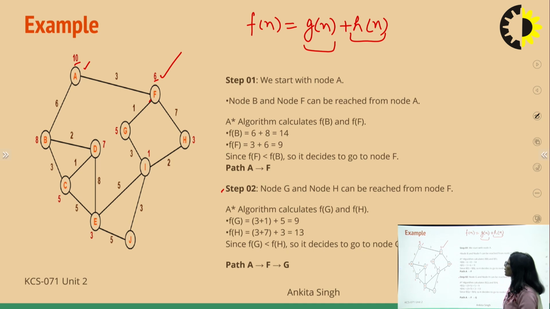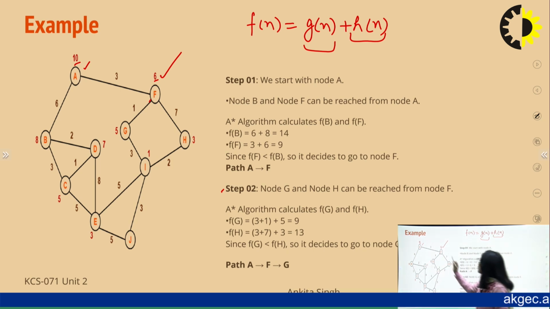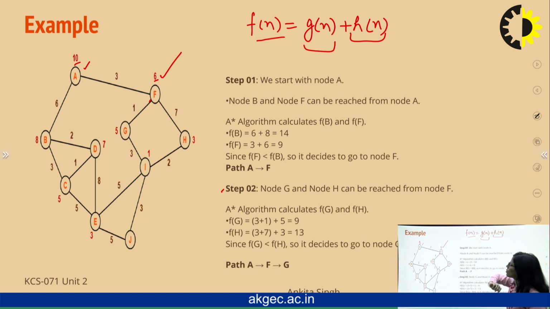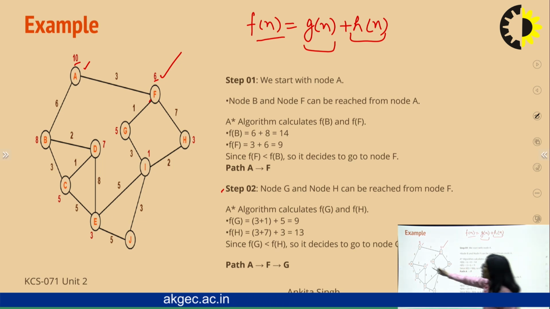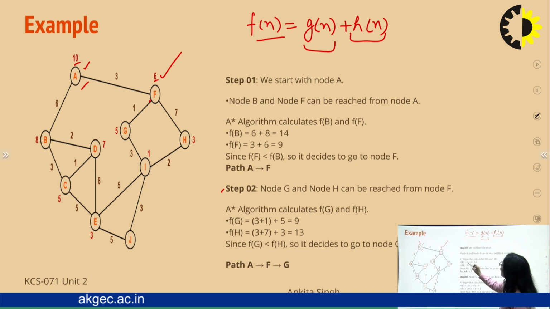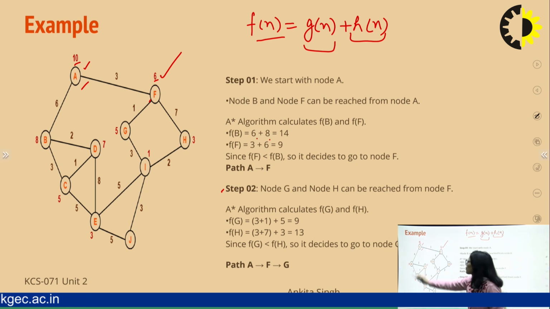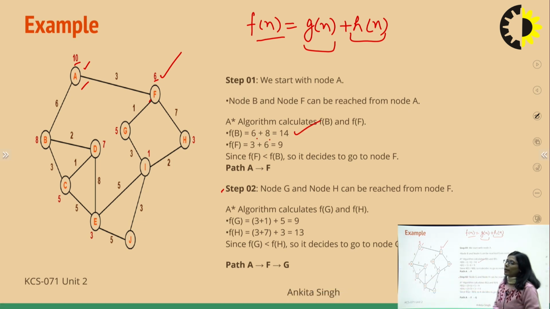Please remember that. So from A, we have two neighbors, B and F. So we will be calculating the evaluation function values of both of these nodes. So it will be 6, this is your g of n value, and 8, that is your heuristic value. So it will come to be 14.